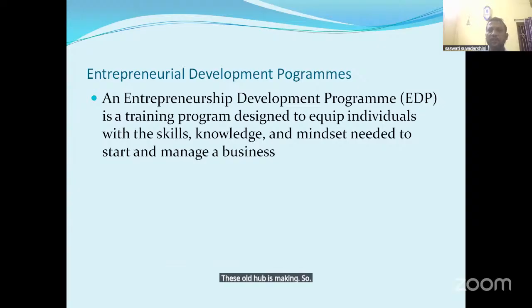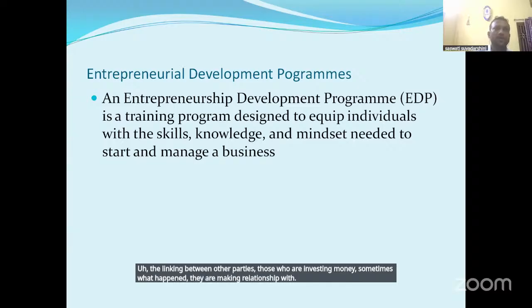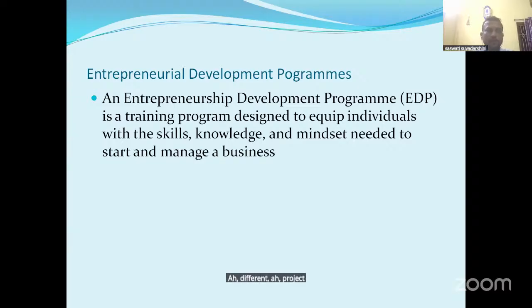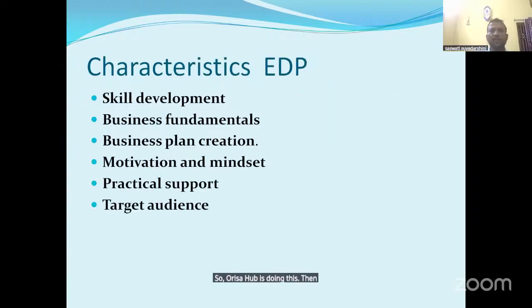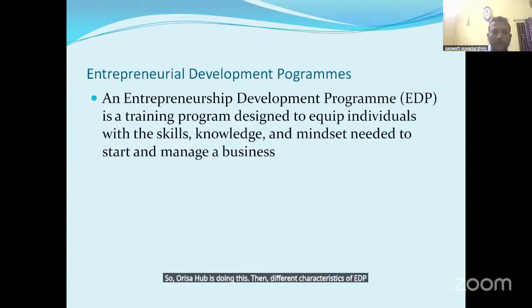So OHub is a government organization doing this kind of activity, providing skills, knowledge, training, technology-based knowledge, and linking with other parties who are investing money. Sometimes they build relationships with different projects. They advise on projects, help prepare projects, and also finance the preparation of projects. So Odisha Hub is doing this. Then, what are the different characteristics of EDP, the entrepreneurship development program?